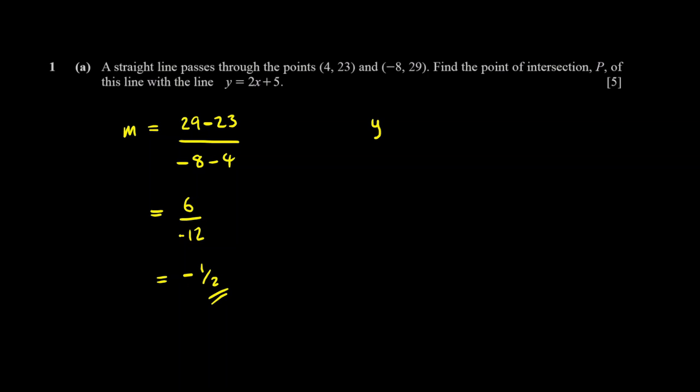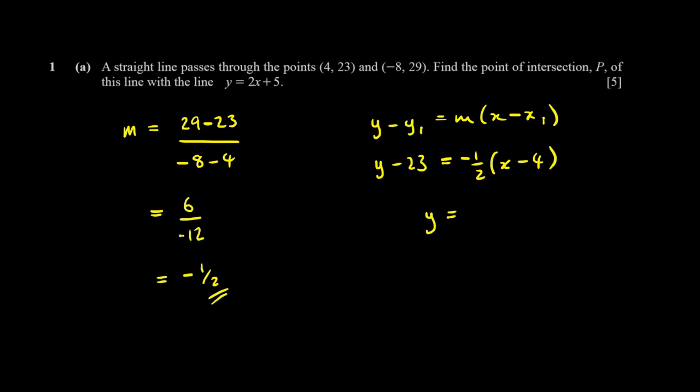And then we can use the formula y minus y1 is equal to m(x minus x1), where x1, y1 is a coordinate point, and of course we can use the coordinate (4, 23) or also this point there. So if I substitute in the point (4, 23), I'm going to get y minus 23 is equal to minus a half (x minus 4). And I think I'll just rearrange this. I'll get y is equal to minus a half x. Minus a half times minus 4 is positive 2. Now I'm going to add 23 to both sides, so I'm going to get plus 25 there.